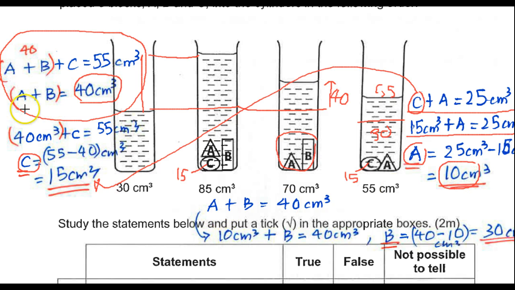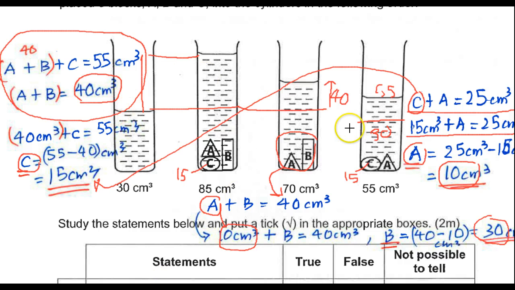Now over here it says A plus B, all right? Or here, A plus B gives you 40. We found A, and A is 10. 10 plus B gives you 40. Can we find B? Yes. B is 40 minus 10, which is 30. Okay, 30 over here. Right.